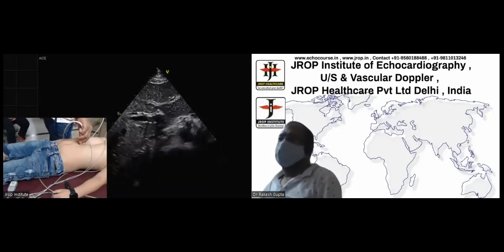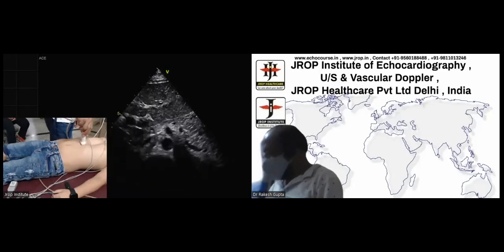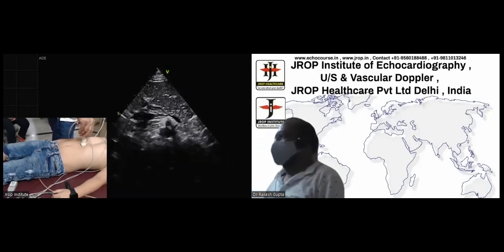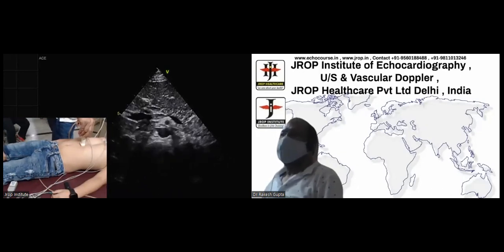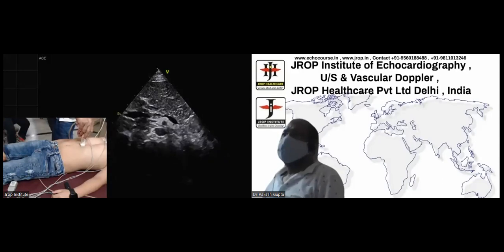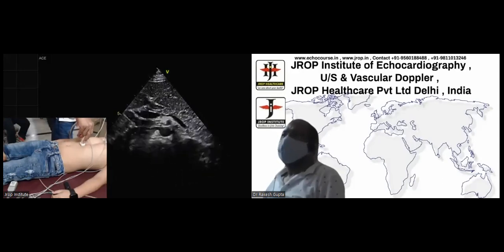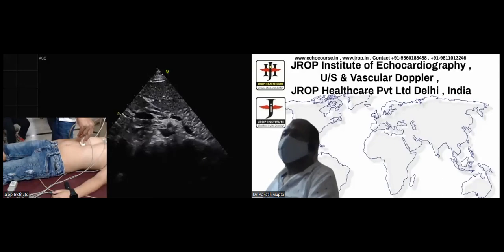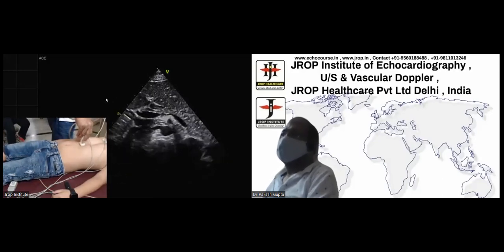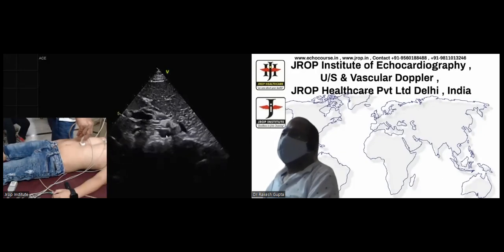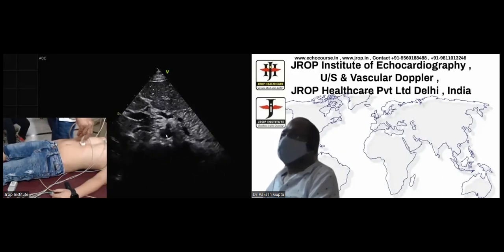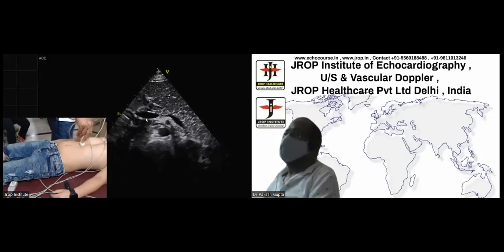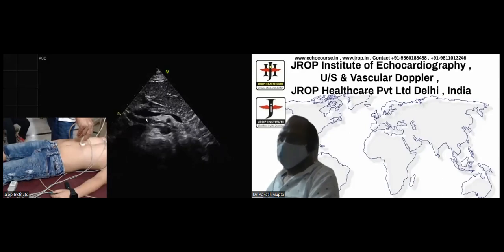I'm going to keep it almost perpendicular. Now look at the probe in the perpendicular position and look at the screen in the perpendicular position. Is that clear? So we have the spine on top over here. This is the spine, this is the left side, this is the right side. On the left side of the spine, we have this pulsating structure. On the right side is a structure which is changing with respirations. Is that clear?